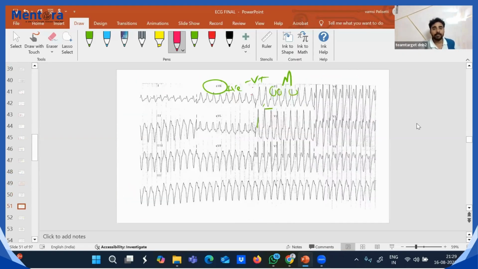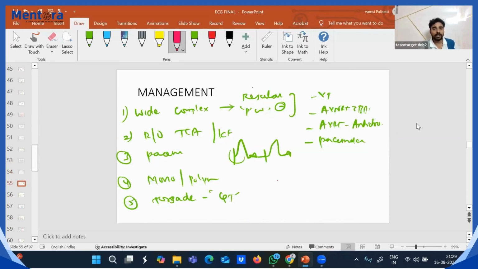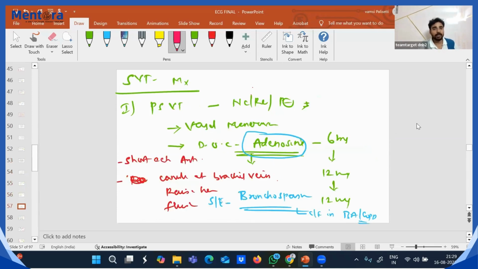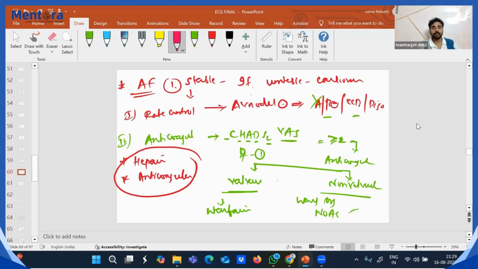Then you have to identify monomorphic and polymorphic VT. In polymorphic VT, different amplitudes are there. Drug of choice is magnesium sulfate, right? Okay. Management and all we discussed. Unstable, always cardioversion. Supraventricular tachycardia, you have to give AV nodal blockers. AV nodal blockers are only 4 drugs: adenosine, beta blocker, calcium channel blockers, and digoxin. Right? AF, first is rate control, then go for the anticoagulation.